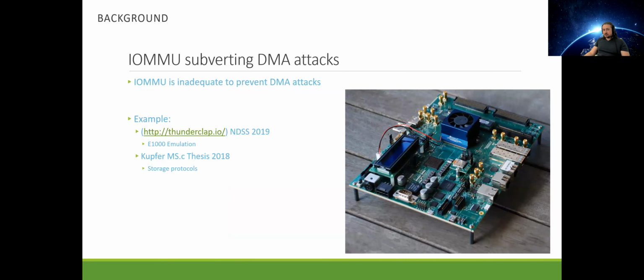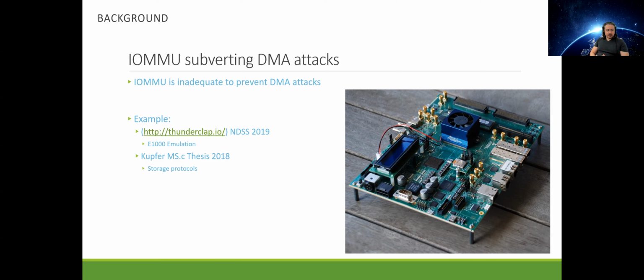And unsurprisingly, recently, several research groups were able to take advantage of sub-page vulnerabilities. One example is the Thunderclap project that appeared in NDSS in 2019, and the authors scanned and found multiple DMA vulnerabilities in different operating systems. One of the methods they used was to masquerade their FPGA as an old Intel NIC.